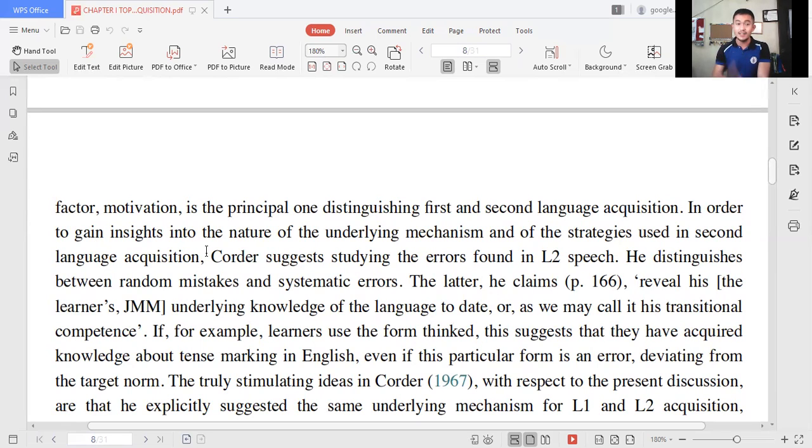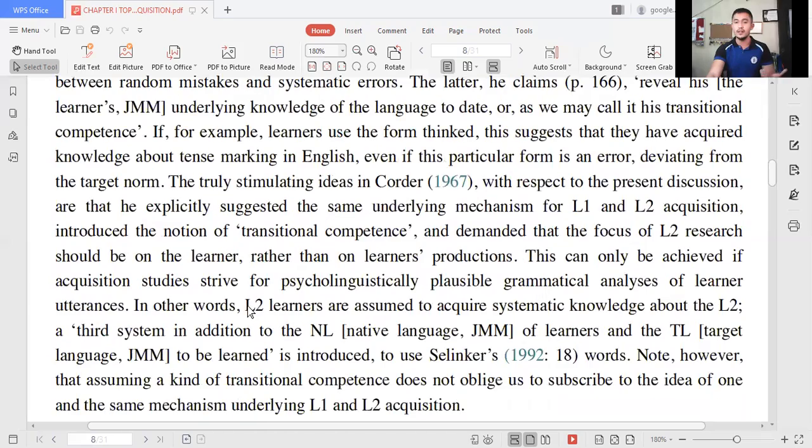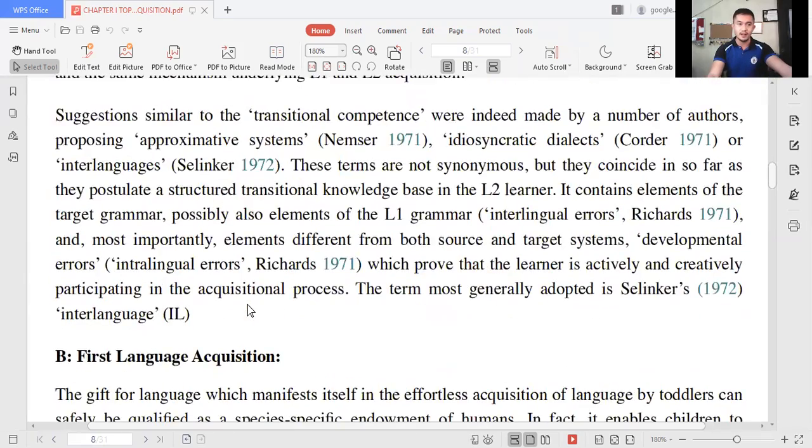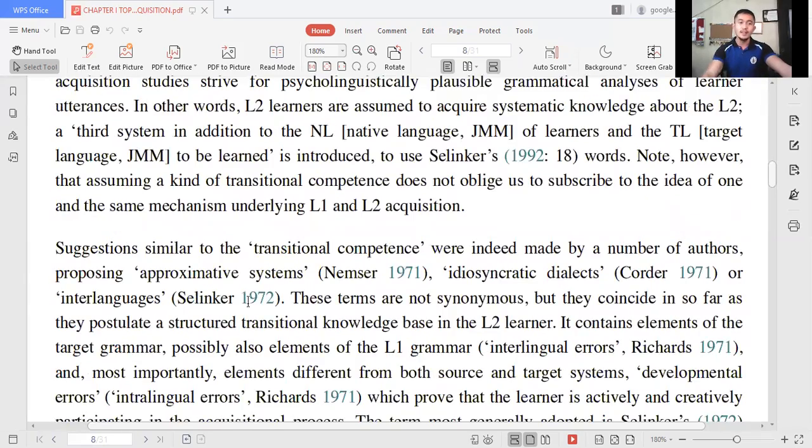This is very important. Deviating from the target norm, from what is usual, from what is normal, is an idea in order, during 1967. Okay, and that's with respect to the present situation. Another one: ideas similar to the transitional competence were indeed made by a number of authors. There are so many authors who talk about this transitional competence and their thoughts about it. They are proposing approximative systems.